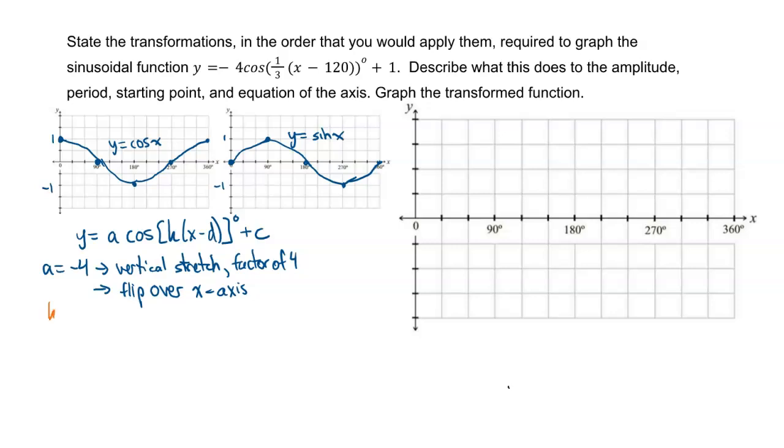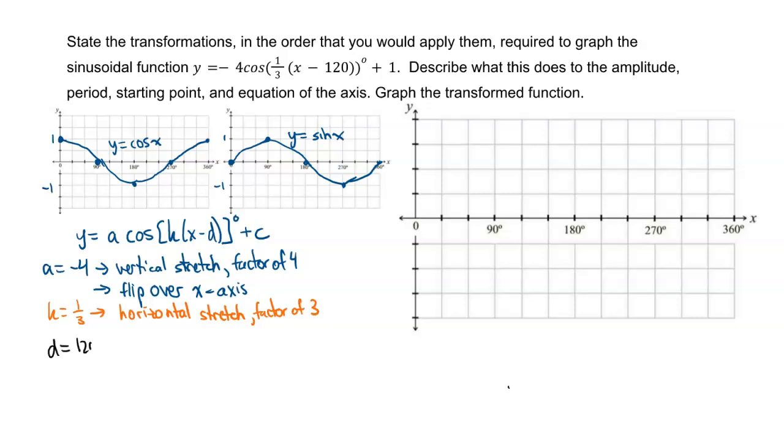The next thing to look at is the k value. And the k value here is 1/3. What that means is that we are going to do a horizontal stretch or compression. Now the tricky thing about k is it's always the reciprocal. So let's figure out what the factor is here. It's the reciprocal of 1/3, which is 3. So that means it's going to be a horizontal stretch. Horizontal stretch factor of 3. So instead of a period of 360, it's going to have a period of 1080, which we'll get to shortly.